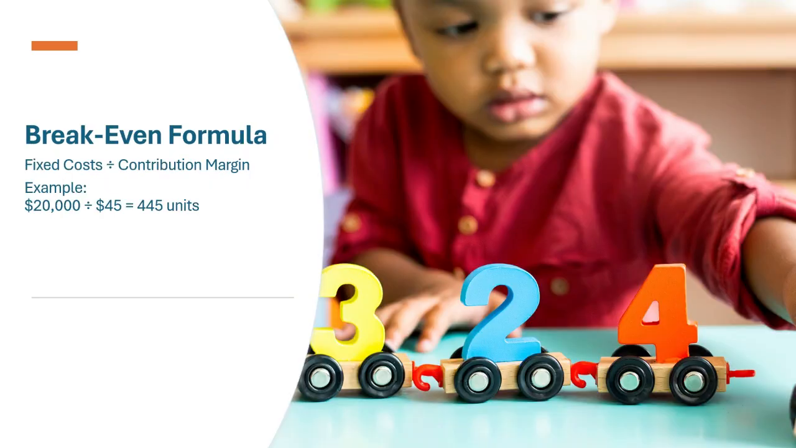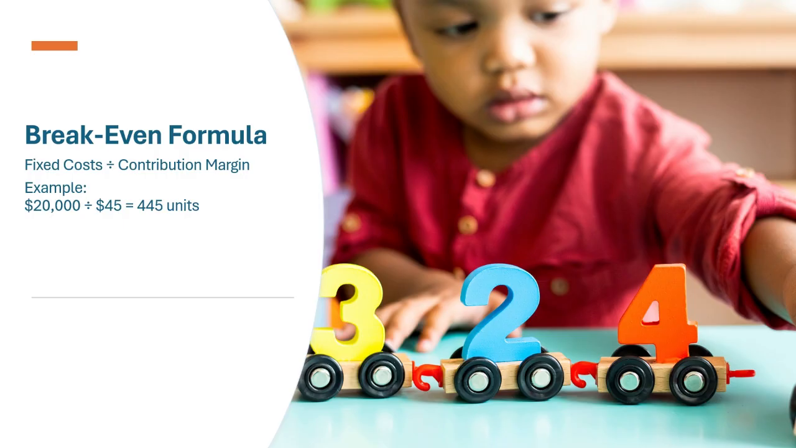Next, we're going to take a look at our break-even formula. And this is nothing but our fixed costs divided by our contribution margin. Remember, in our example, our fixed cost was $20,000. And then we just computed our contribution margin, which, again, is our selling price minus our variable cost. And that was $45, if you remember. So that comes out to exactly 445 units. So $20,000 divided by $45 equals 445 units.